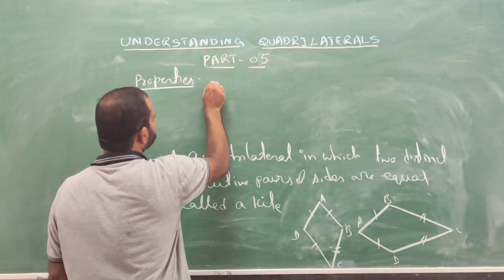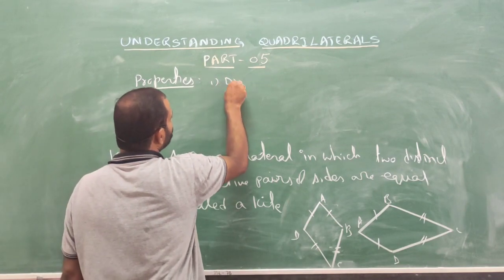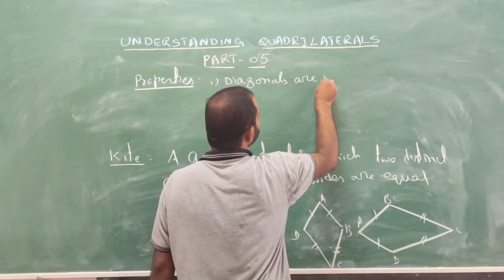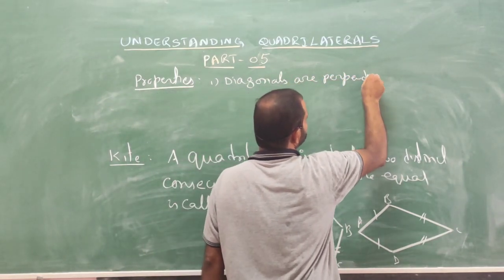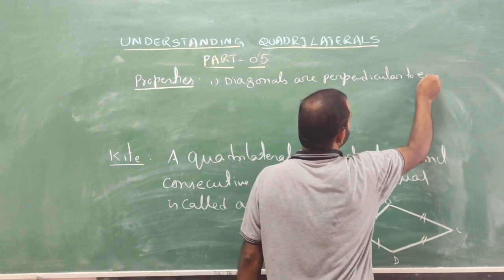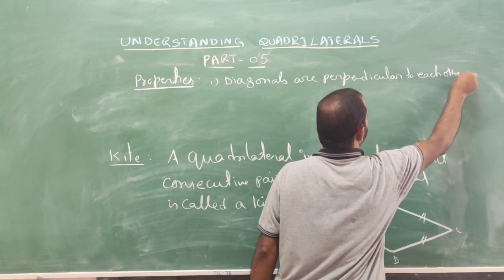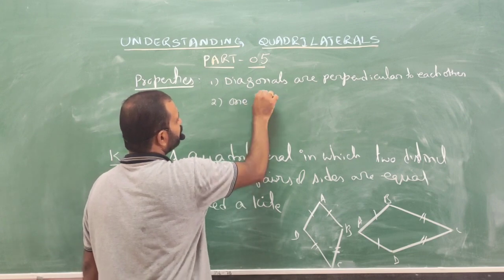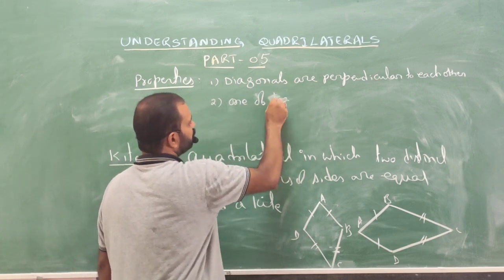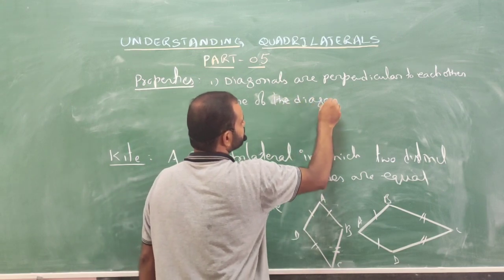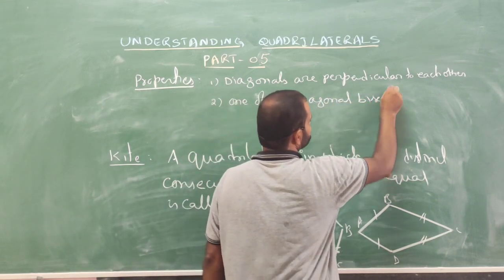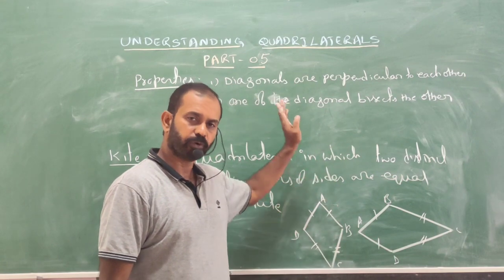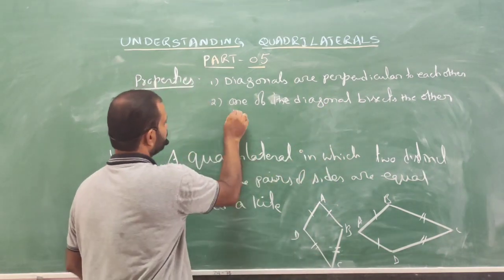The first property is that the diagonals are perpendicular to each other. The second property is that one of the diagonals bisects the other diagonal. Both are not bisecting. One of the diagonals bisects the other diagonal.